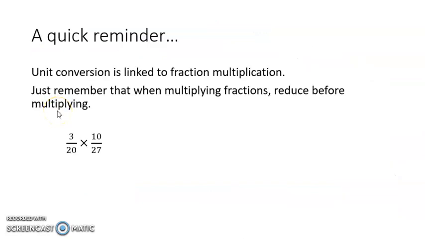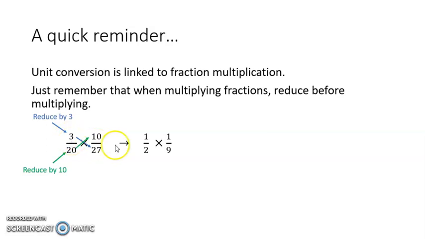When you're multiplying with fractions, you always reduce before multiplying. It makes it so that you're using easier numbers and the reducing is much easier. So notice I have a fraction multiplication problem set up. I have 3 over 20 times 10 over 27. So what I'm going to do is look for common factors in the numbers that are across from each other and reduce those out. I noticed that 3 and 27 have a common factor of 3.